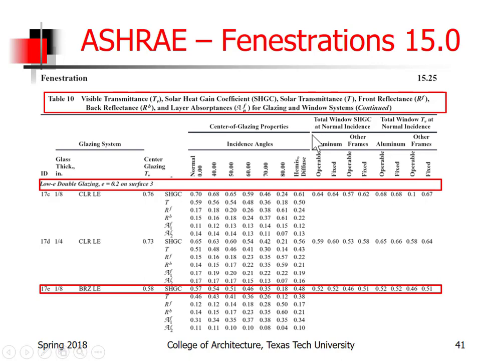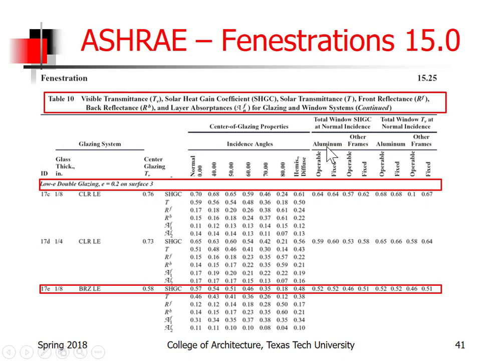but we're really not interested. All we need really is this right here. This column right here is about the visible transmittance of light, and we'll talk about that when we get into daylighting, but right now what we're interested in is the solar heat gain coefficient at normal incidence. And you'll see aluminum frames, and then all other frames, and then operable and fixed, and operable and fixed.